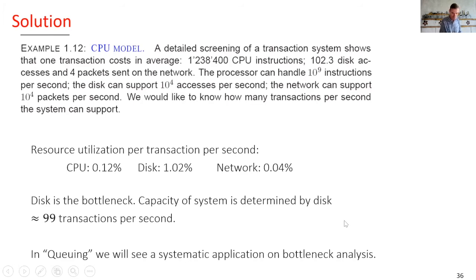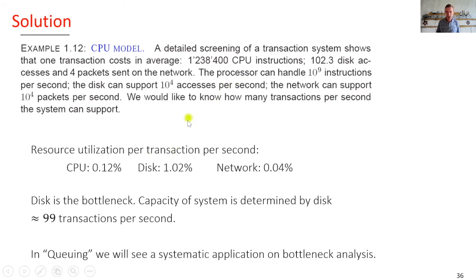There are that many CPU instructions per transaction, and the CPU can handle 10 to the power 9 instructions per second. Therefore, one transaction uses 0.12% of the CPU. Same calculation for the other resources, disk and network. One transaction uses 1% of the disk and 0.04% of the network. Therefore, what is the bottleneck for this system? It's the disk. My disk is slow compared to what I want to do.